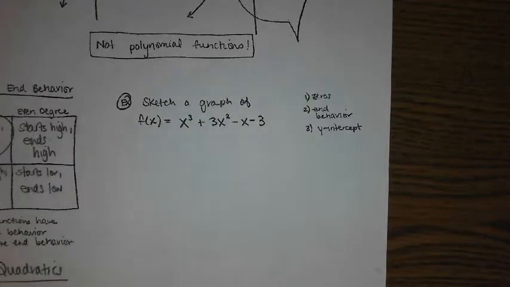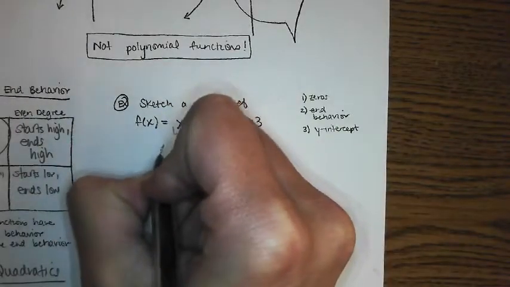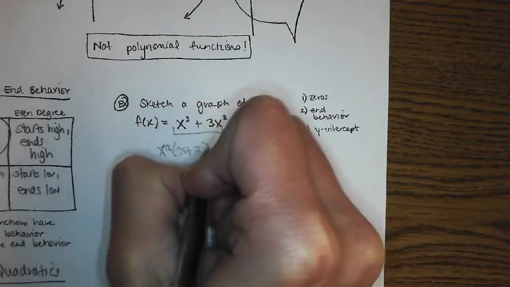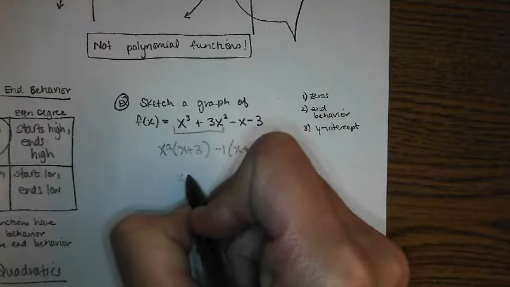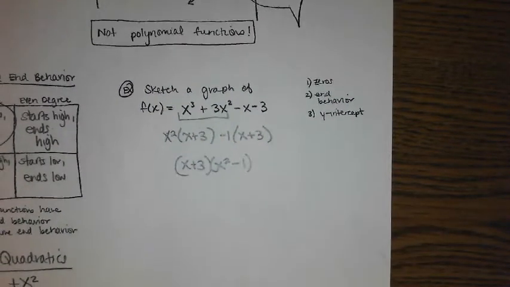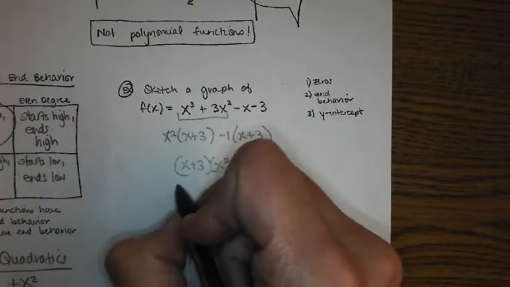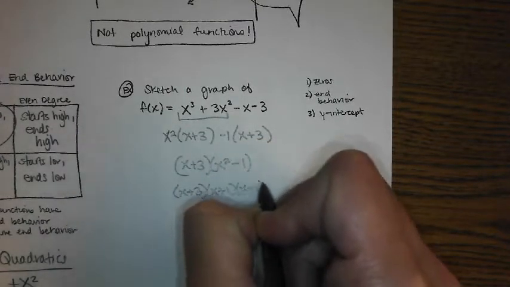Grouping hopefully will work. So to find our zeros, try to factor. Pull out an x squared, left with x plus 3. Pull out a negative 1, left with x plus 3. We have x plus 3 times x squared minus 1. And that difference of perfect squares goes a bit further into x plus 1, x minus 1.